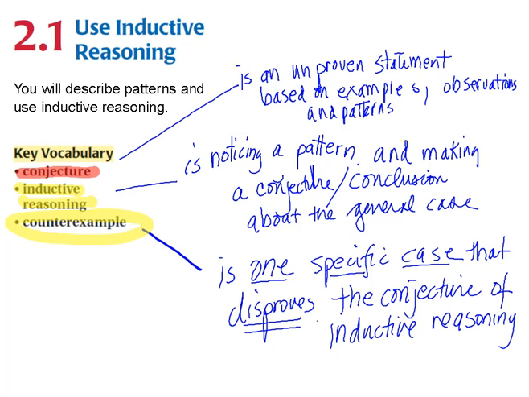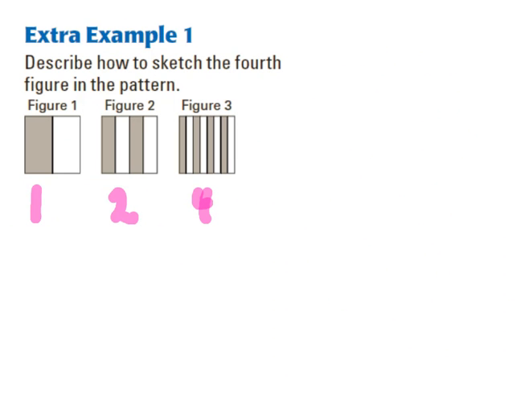So let's go ahead and look at a few examples of that. The first one we have here, we have 1 shaded region in the first figure, 2 in the second figure, and 4 in the third figure. What are we going to have in the fourth figure? That is the question here.